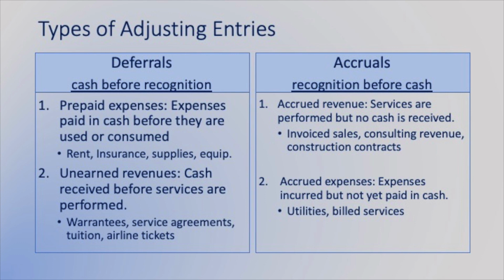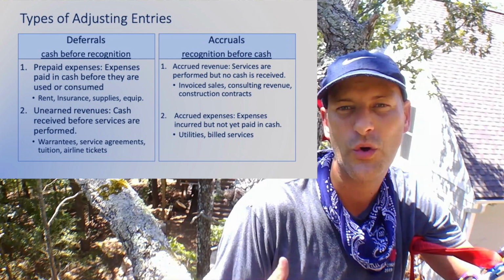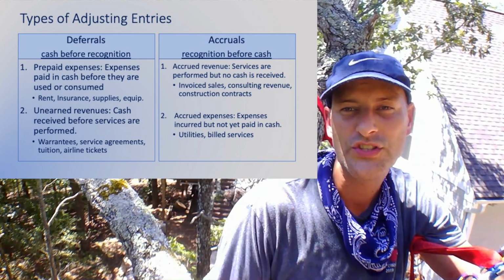On the other hand, we have accruals. Well, accruals, we actually recognize something before the cash changes hands. So we incur an expense or we earn revenue before we receive the cash for that. So any kind of invoiced sales, rent income, insurance income, those are all going to be accruals. So we have accrued revenue. Services are provided, but no cash has been received. So that's often the case, especially for invoiced sales.